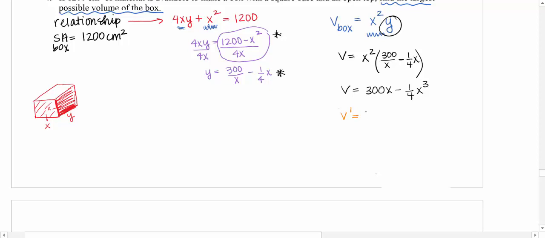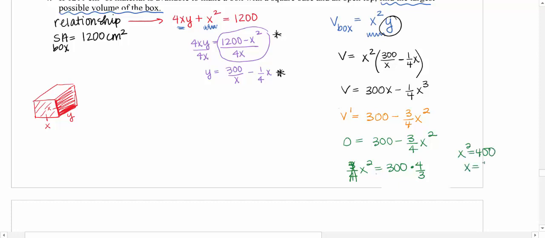So I'm ready to find volume's derivative. So v prime, 300 minus 3/4 x squared. And then I can set that equal to 0 to either maximize or minimize. So 300 minus 3/4 x squared equals 0. I will add 3/4 x squared. Again, you can multiply at any time if you don't like working with that fraction. I'm going to multiply both sides by 4/3. So I have x squared equals 400. So x is really plus or minus 20.